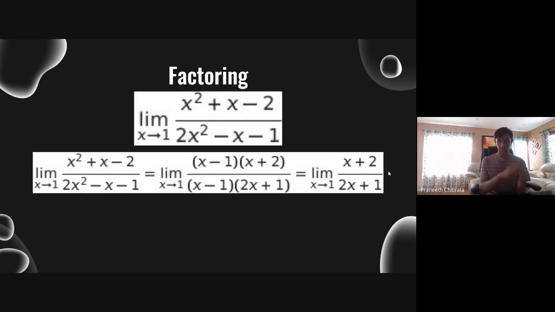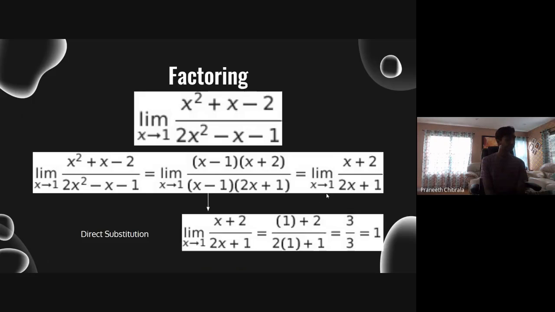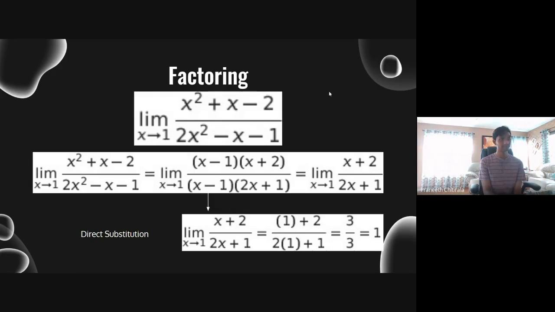Usually, if you do it in a normal function, you'll have a hole. But since the limit at a hole doesn't really matter, it doesn't have to equal the actual function itself, you could just ignore the hole. The hole would be at x equals 1, by the way. And then by direct substitution, you could just plug in 1 for x, and you get 3 over 3 equals 1. And I forgot to say that before you do this, you should check that this equals 0 over 0. And if you plug in 1 for this function right here, you will get 0 over 0.